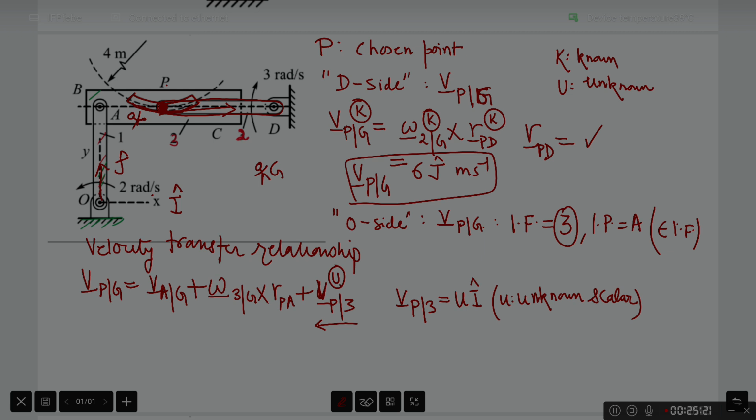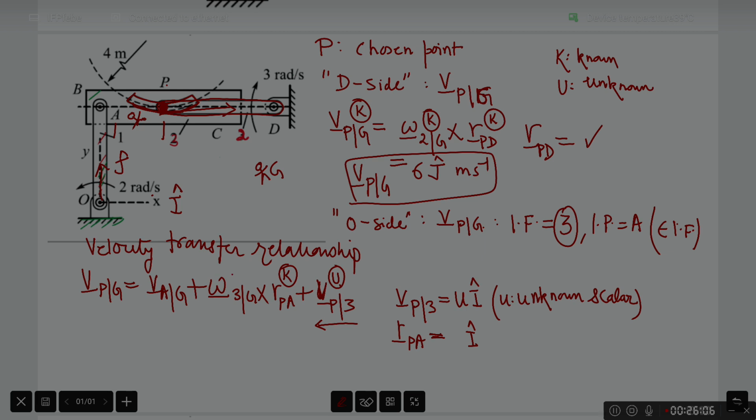We move to RPA. RPA is of course known. This distance is given in the problem statement. We can go back and check on the first slide. I marked this as known. It is some distance along I hat. It is actually given to be a unity, that distance. So it is just I hat. So this is a known quantity.